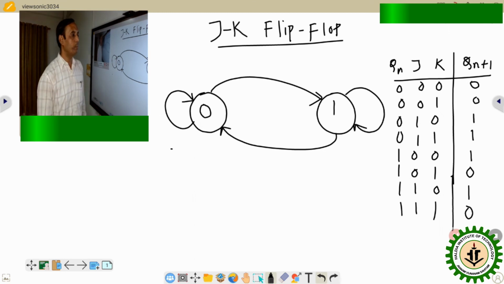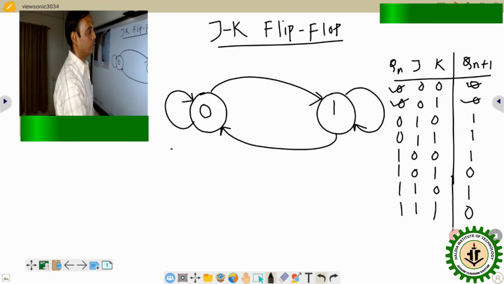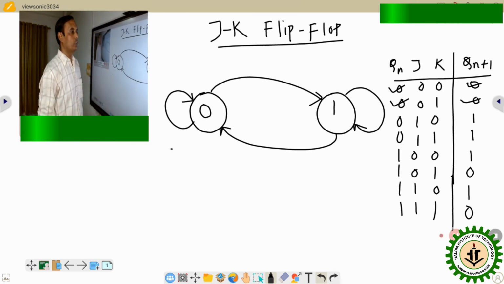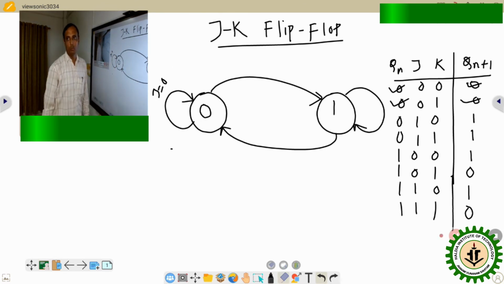So from this portion what we can see: 0 to 0, this is 0, this is 0, again this is 0, this is 0. So J value 0, K value 0 and 1, that means don't care. So for 0 to 0, J equals 0, K is don't care, so it is not necessary to write the K value, only J equals 0. That means if J equals 0, then the next output will be 0 if the current output is 0.